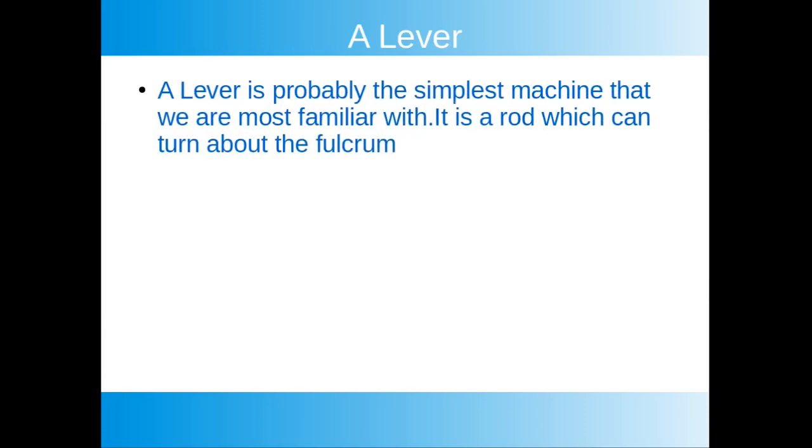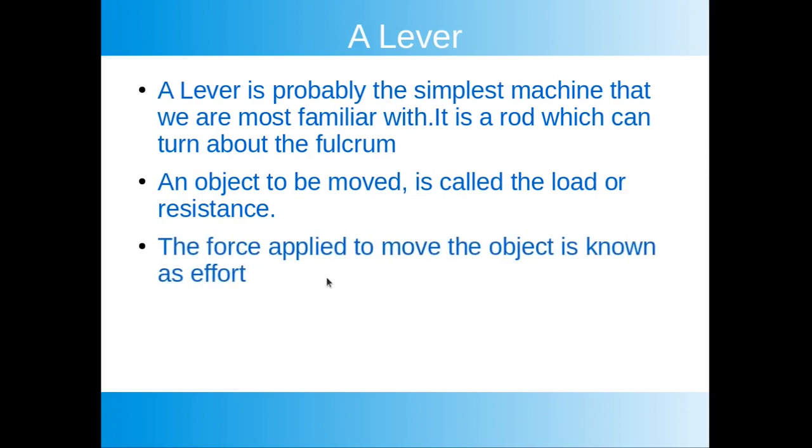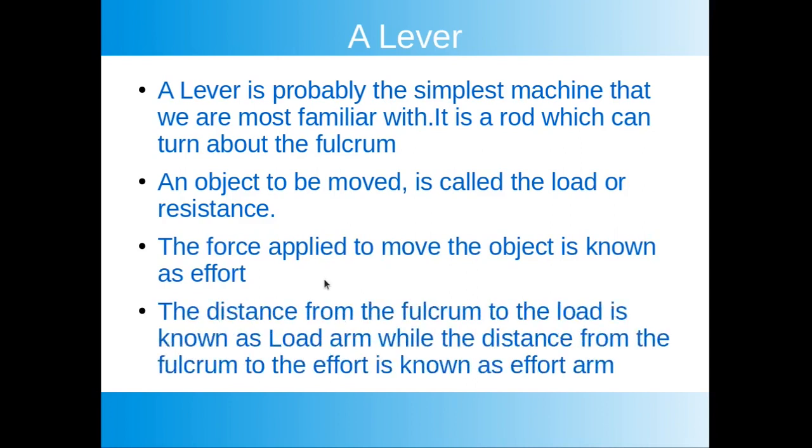A lever is probably the simplest machine that we are most familiar with. It is a rod which can turn about the fulcrum. We use a lever in our daily life. An object to be moved is called the load or the resistance. The force applied to move the object is known as effort or power. The distance from the fulcrum to the load is known as load arm, while the distance from the fulcrum to the effort is known as effort arm.